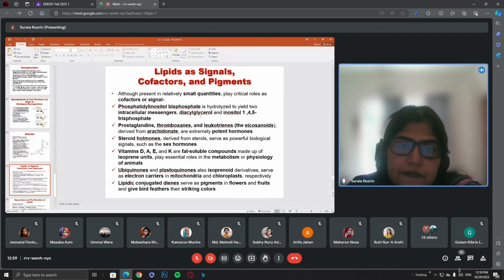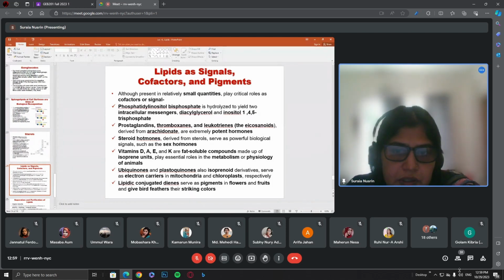The first one, which are functioning as the intracellular messenger molecule. So that is synthesized from phosphatidyl inositol bisphosphate. So this is the glycerophospholipid, phosphatidyl inositol bisphosphate. And when it is hydrolyzed, that means it is degraded, we get two molecules. One is diacylglycerol, another one is inositol 1,4,5 trisphosphate. Okay, so inositol is kind of a sugar derivative.